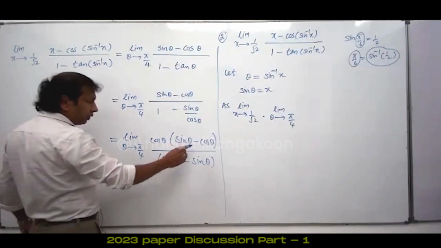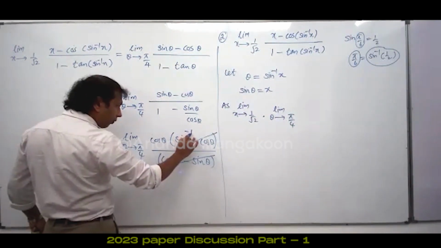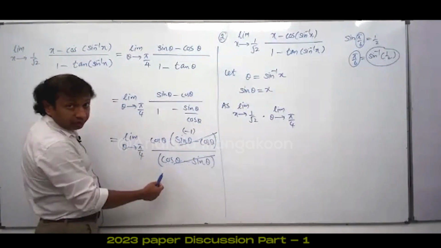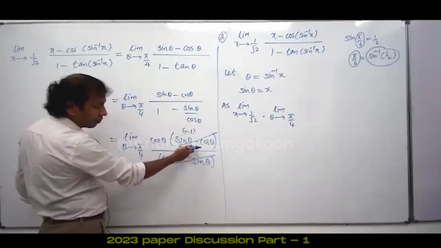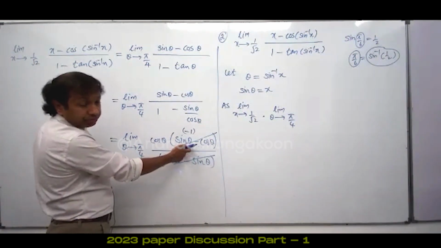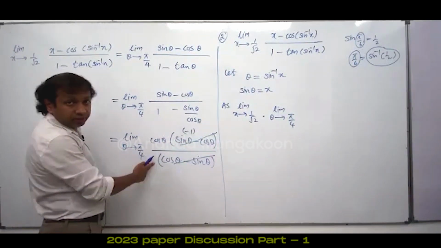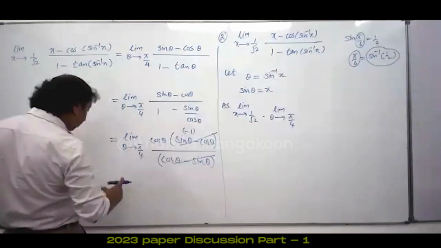Then you can cancel down this and this. Here we get minus 1, no? The reason? This is sine theta minus cos theta. This is cos theta minus sine theta. You can take the minus sign out. Then only this term will be forming in the denominator. Then only we can cancel down. That outside minus sign will finally give minus here. This minus sign you can take out from this.